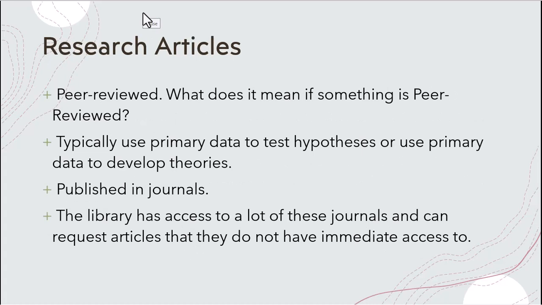Research articles are peer-reviewed, which means they've gone through a process of having their articles sent out to other people, those other scholars reviewing those articles, providing feedback and analysis, and giving that feedback and analysis back to the original author. Typically, these research articles use primary data to test some sort of hypothesis or use primary data to develop theories. They're typically published in what we call journals, and the library has access to a lot of these journals and can request articles that they do not have immediate access to.